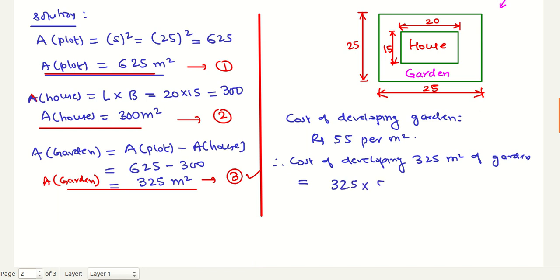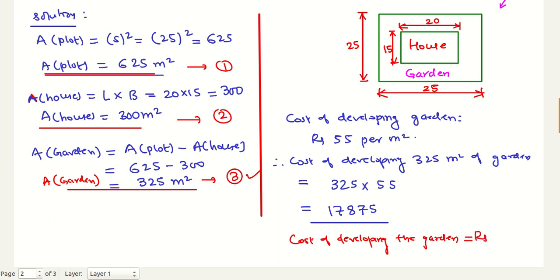It will be 325 into rupees 55. Okay, and that would come to about 17,875. Okay, and that is our answer. That is the cost of developing. Our answer is: the total cost of developing the garden is rupees 17,875, and that is the answer.